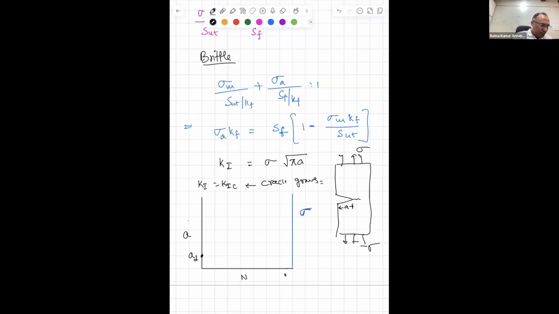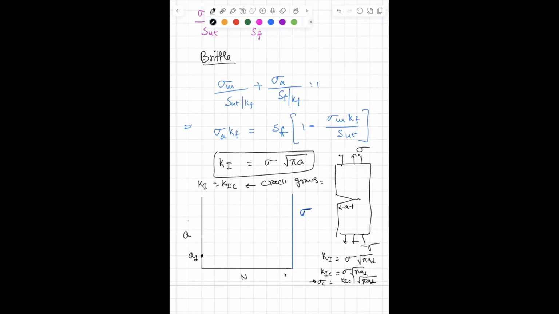When will that crack grow? According to this formula, K1 is equal to sigma root pi aD. When will it grow? When K1 is equal to K1C. So K1C is equal to sigma root pi aD. Therefore, sigma is equal to K1C by root pi aD. Do you agree? That is what I call sigma critical. That means this is the stress at which the crack is going to grow. You all agree with that? Yes, sir.